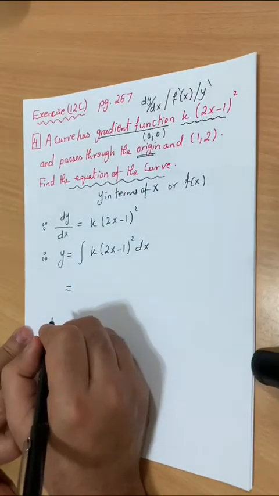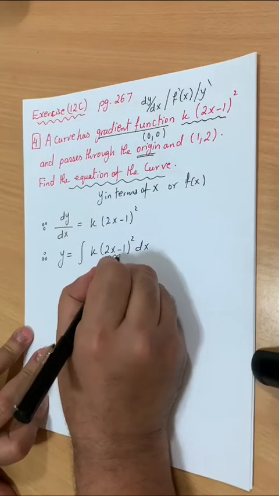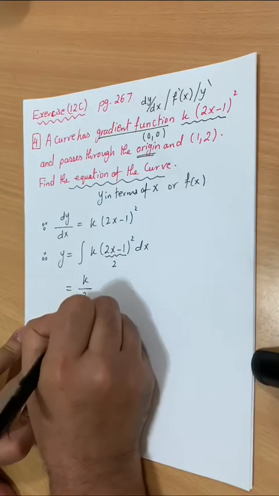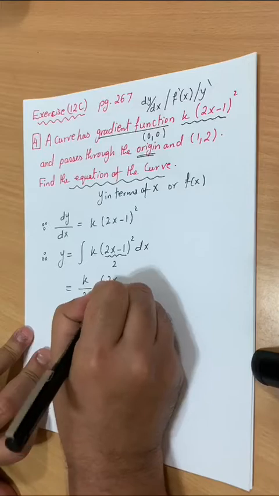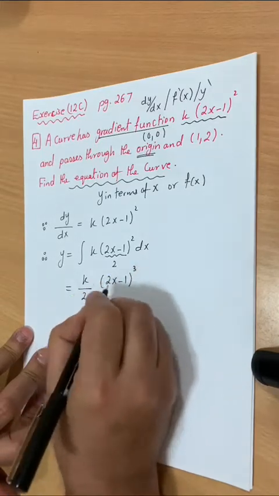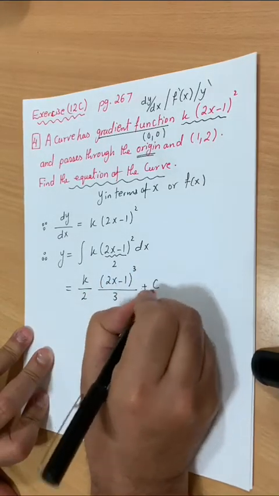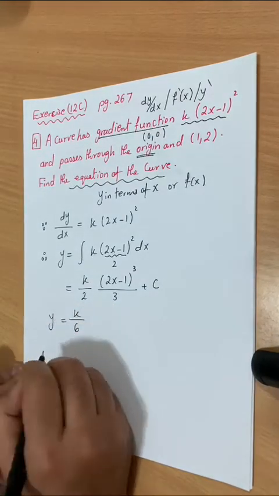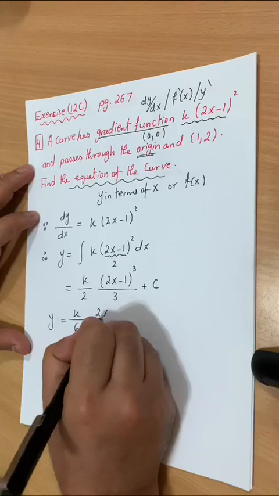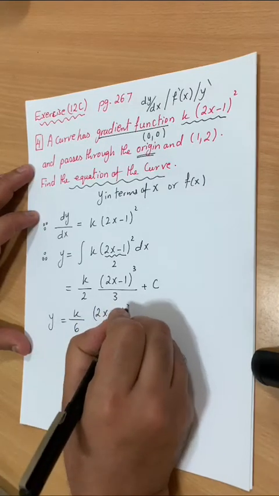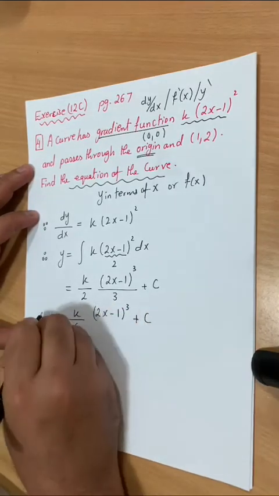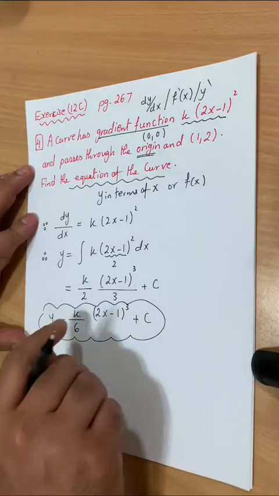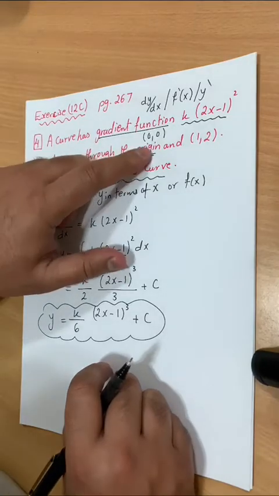As we did from the rules, derivative of the expression is 2, so you need to divide it by the derivative first, k over 2, then add the power by 1 and divide it by the new power. So y equals k over 6 (2x minus 1) power of 3 plus c. This is the equation of the curve. But the point is, you need to find the values of k and c. So you're supposed to use 2 points.